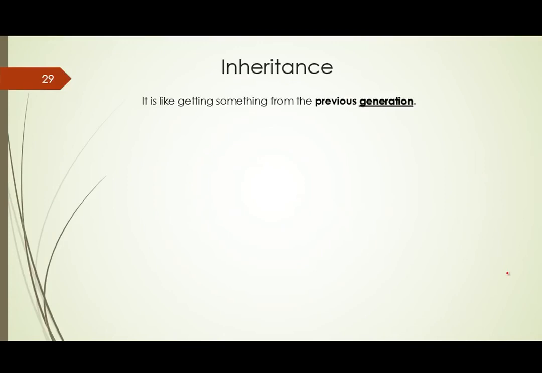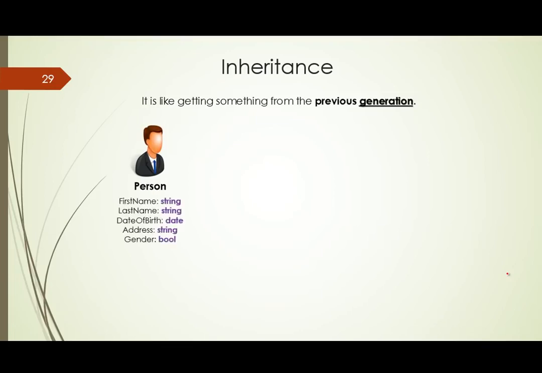So now we have hit the inheritance topic, our third most important topic in object-oriented programming. There are many definitions of inheritance, and I simplified it into one short sentence: inheritance is something like getting something from the previous generation. That's it. Getting something from the previous generation. So let's see a scenario where inheritance is not there. Let's see when we really need inheritance first.